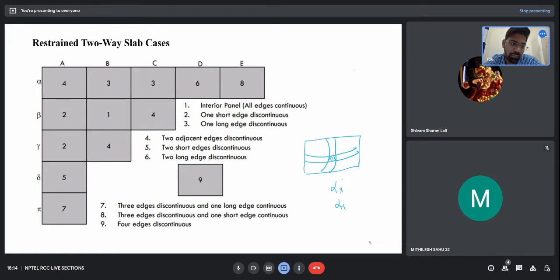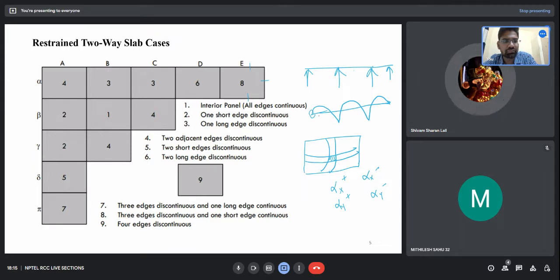Those moment coefficients will be alpha x and alpha y, depending upon whether the edge is continuous or discontinuous. We will have alpha x and alpha y positive, and alpha x and alpha y negative. Alpha x and alpha y will be negative at the edges, because at the edges we have negative moment. That's why this classification is important. Can anyone tell me, for the edges which are free, what will be the moment at the edge? Suppose this is my continuous span, and now if I draw the bending moment diagram, it will appear something like this. So what is the negative moment at this free edge? Zero. So the moment at a free edge, at any discontinuous edge, will be zero.